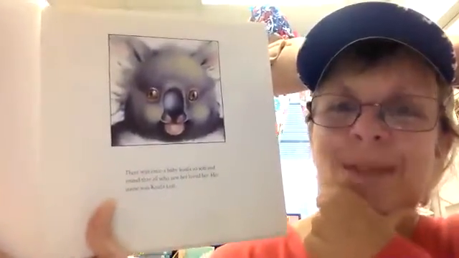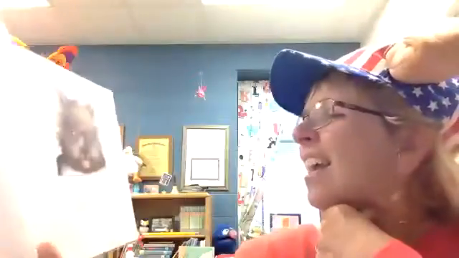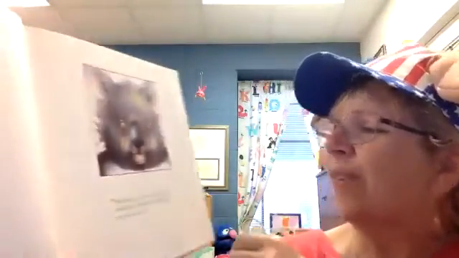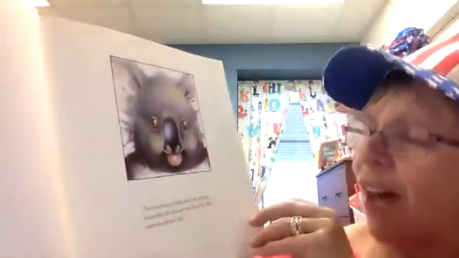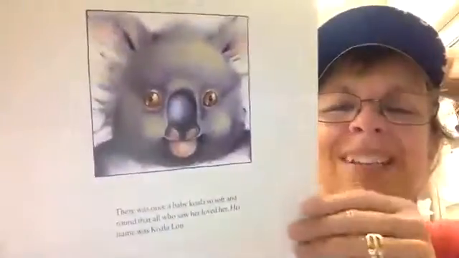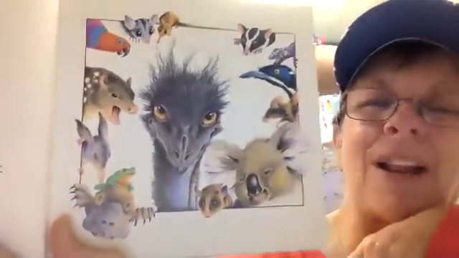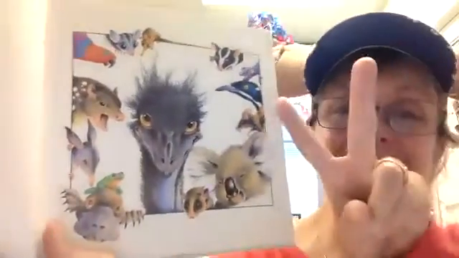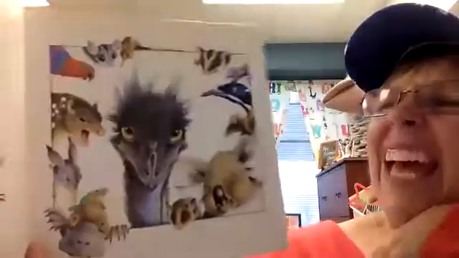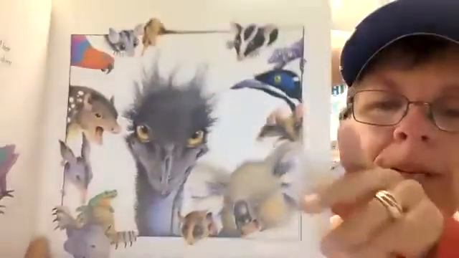So lots of neat animals like the koala live there. There once was a baby koala so soft and round that all who knew her loved her. Her name was Koala Lou. The emu loved her. That's one of those weird animals. It's a great big old bird, a lot like an ostrich, the second largest bird in the world, actually. The emu loved her.